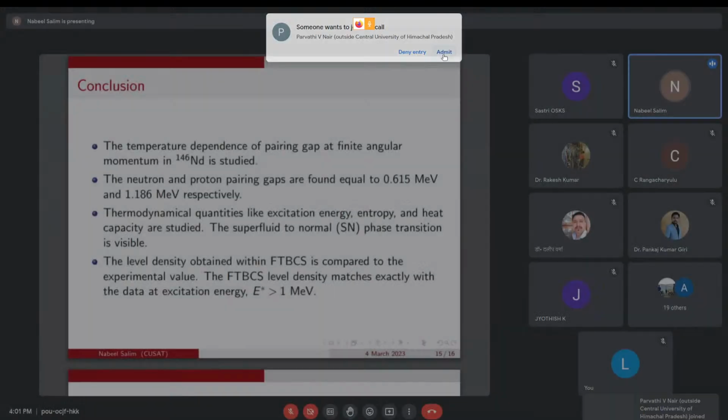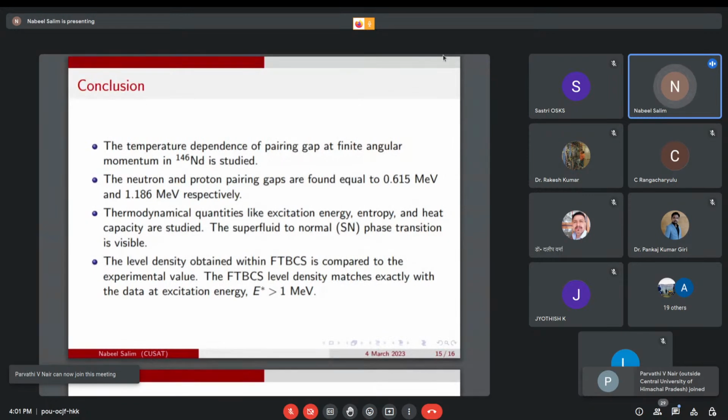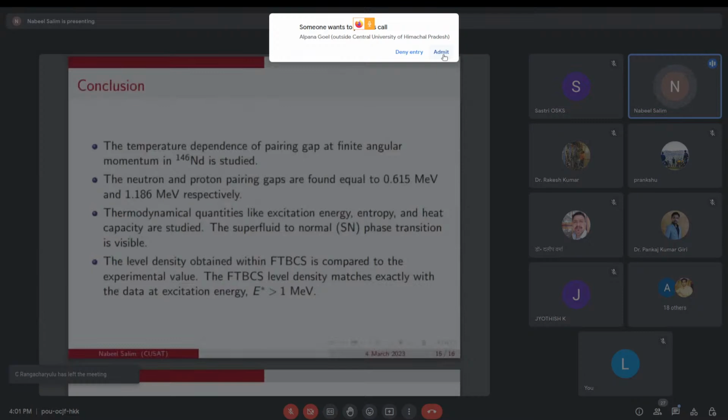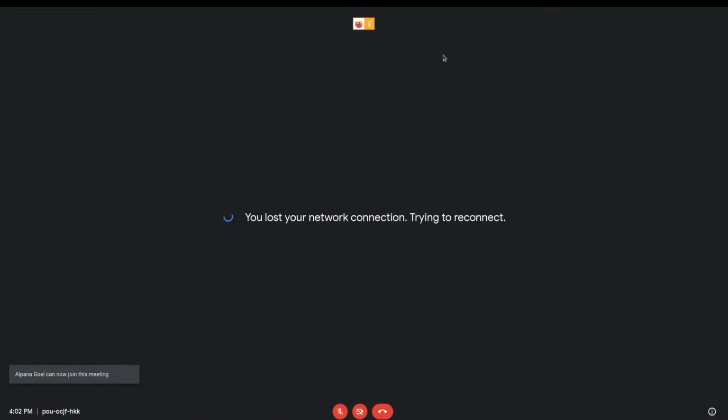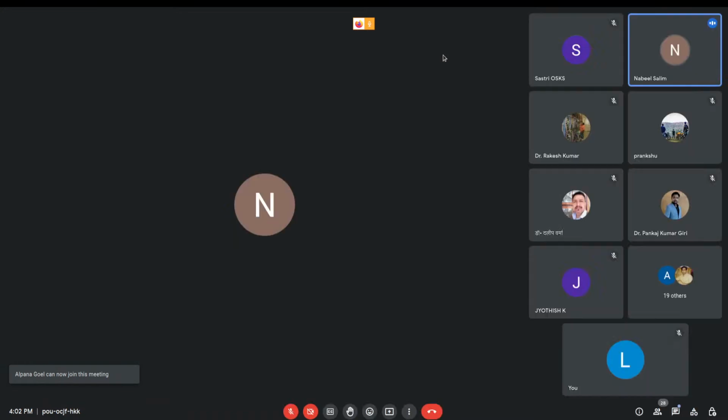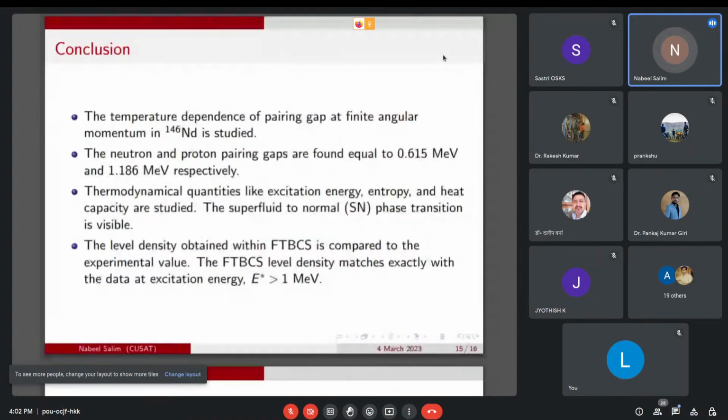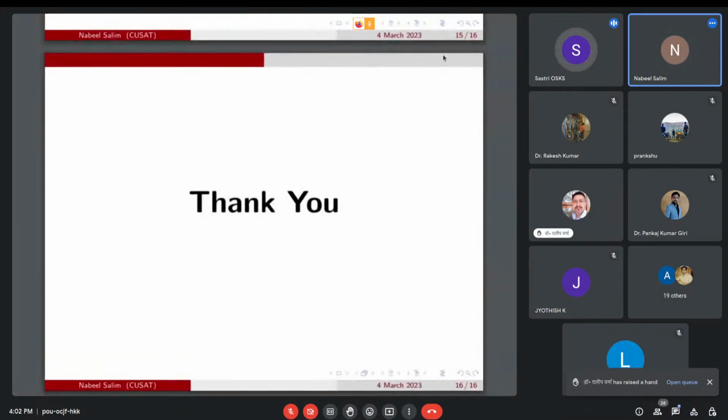As a conclusion, we have studied the finite temperature BCS model in the case of neodymium 146, and we obtained a neutron and proton pairing gap of 0.615 MeV and 1.186 MeV. The thermodynamic quantities like entropy, excitation energy, heat capacity and level density are plotted, and the phase transition is visible in these quantities. The level density matches the data at excitation energy E greater than 1 MeV. Thank you.